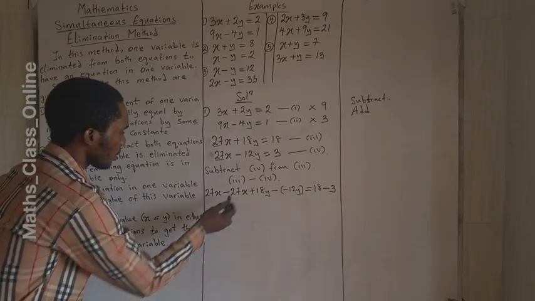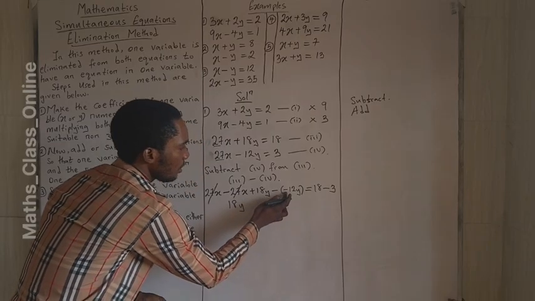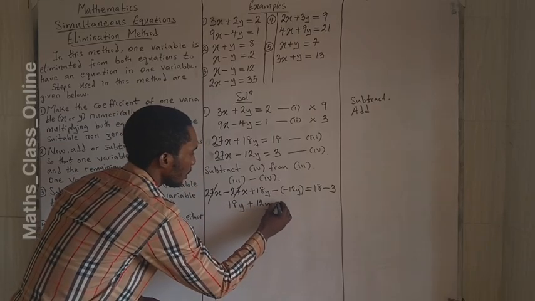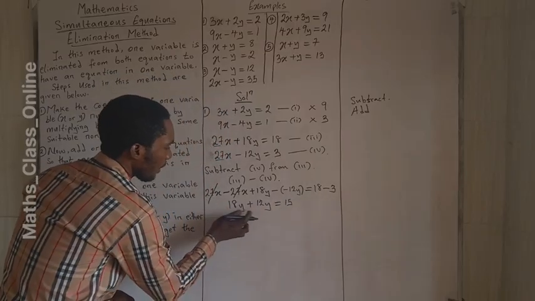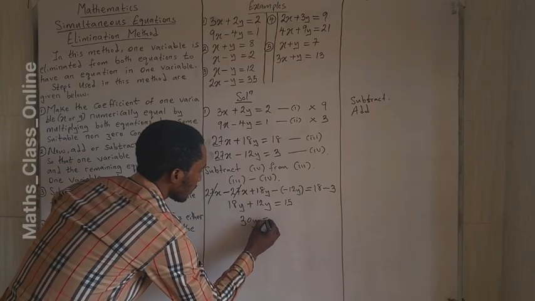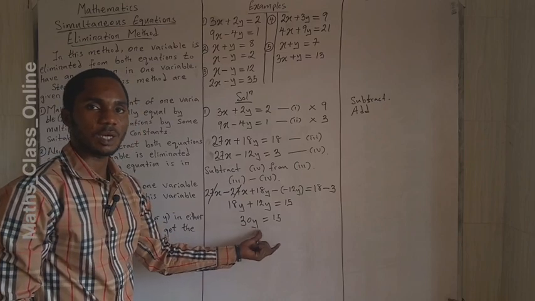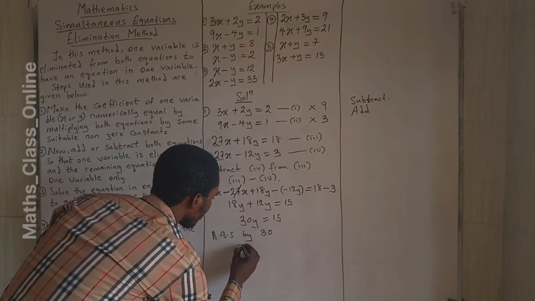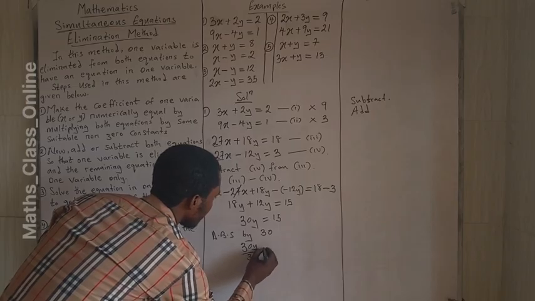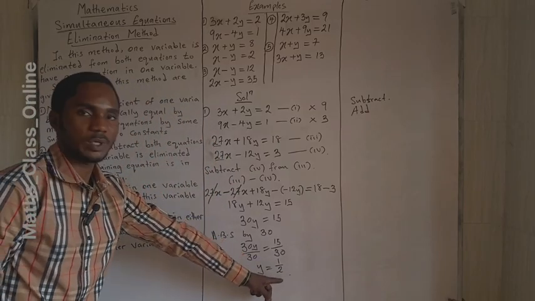27x minus 27x, this we cancel. We are going to have 18y, minus times minus, that is plus 12y, is equal to 18 minus 3, that is 15. 18y plus 12y will give us 30y is equal to 15. To get the value of y, we have to divide both sides by the coefficient of y, which is 30. So we are going to have 30y divided by 30 is equal to 15 over 30. y is equal to 1 over 2. The value of y is 1 over 2.